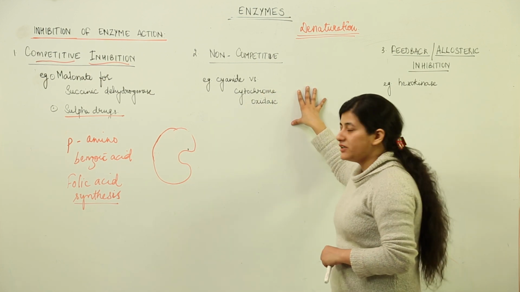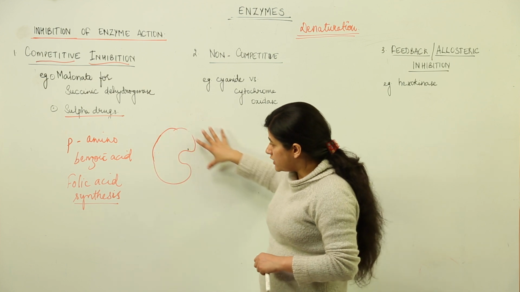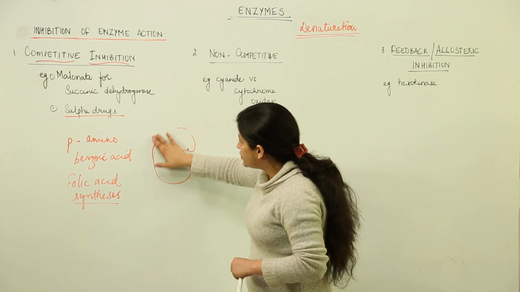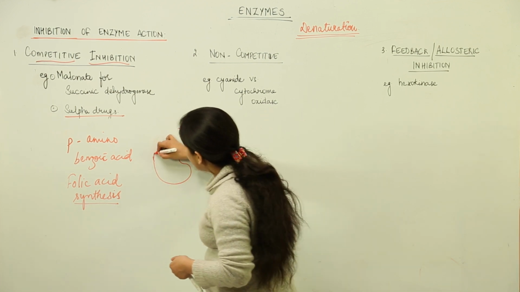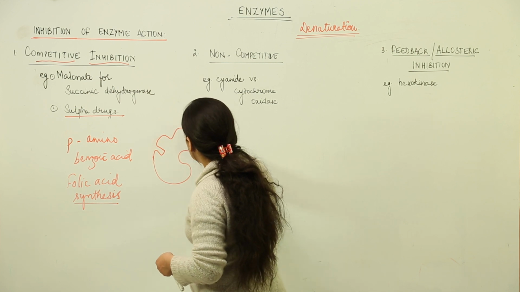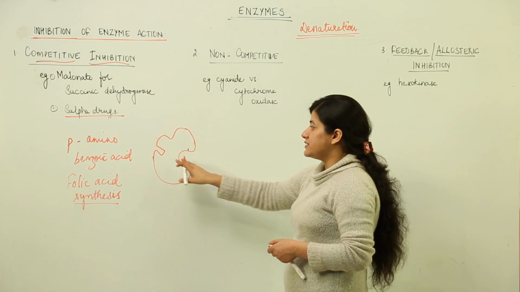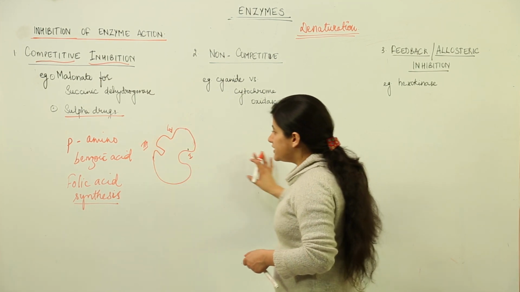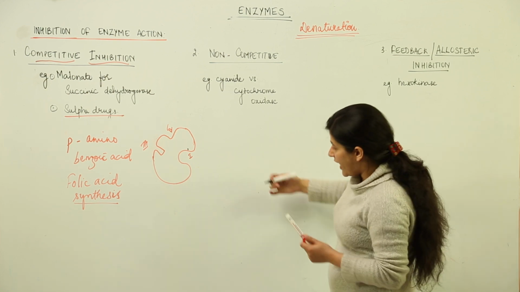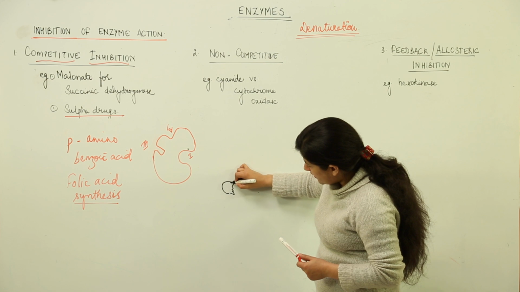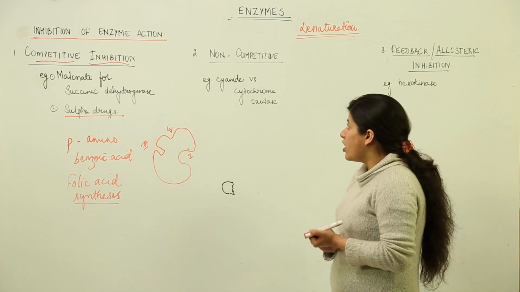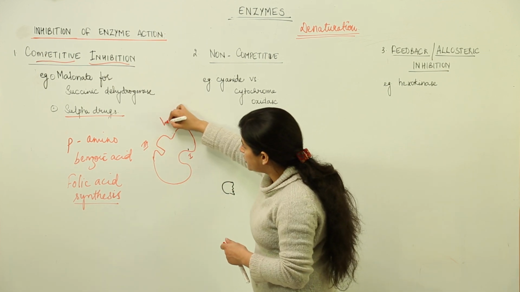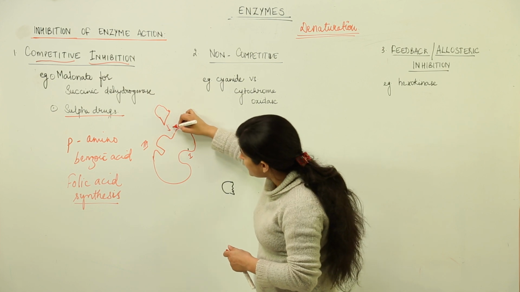Now coming to non-competitive inhibition. As you know, when we simply represent an enzyme, we take one active site, but because an enzyme is a tertiary structure, it might have many active sites, not just one. So let's consider it this way. This is an enzyme with active sites 1, 2 and 3. Our substrate was to combine at site 1, but we have an inhibitor which has more affinity for site number 2, and it comes and binds over here.